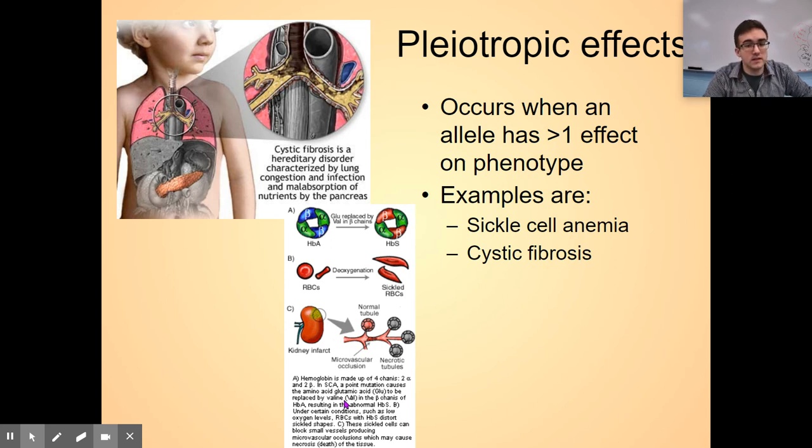So that wraps up the non-Mendelian inheritance part of this. We worked through sex linkage, incomplete dominance, codominance, multiple alleles with the blood typing, and then the last little bit was the different forms of inheritance: pleiotropy, polygenic inheritance, epistasis, and the environmental effects.